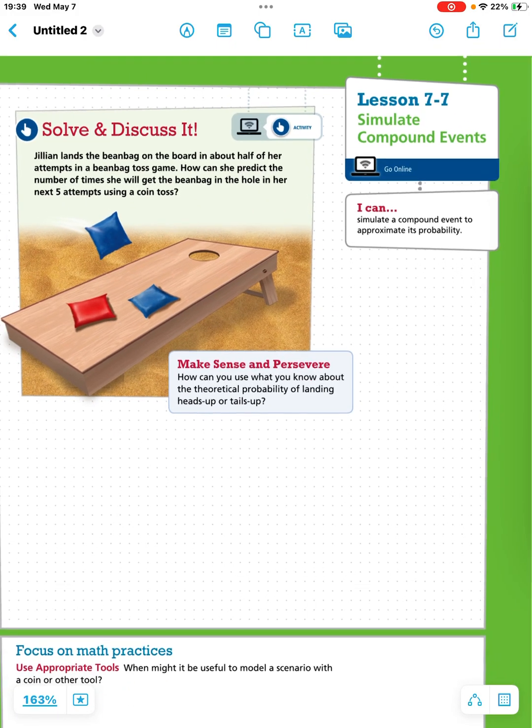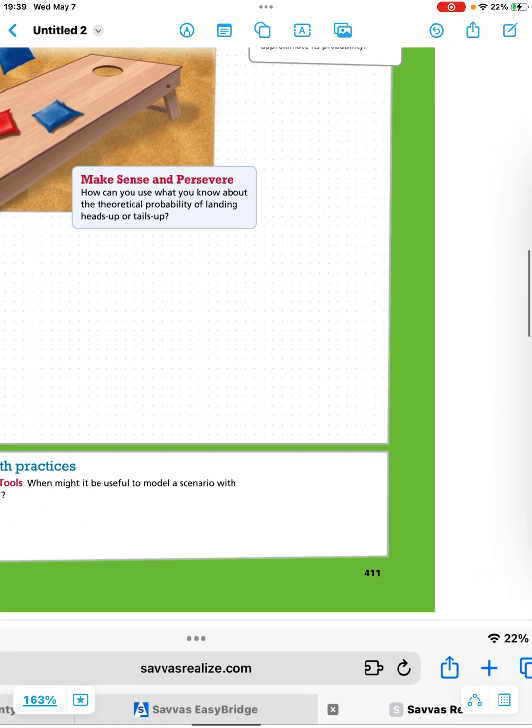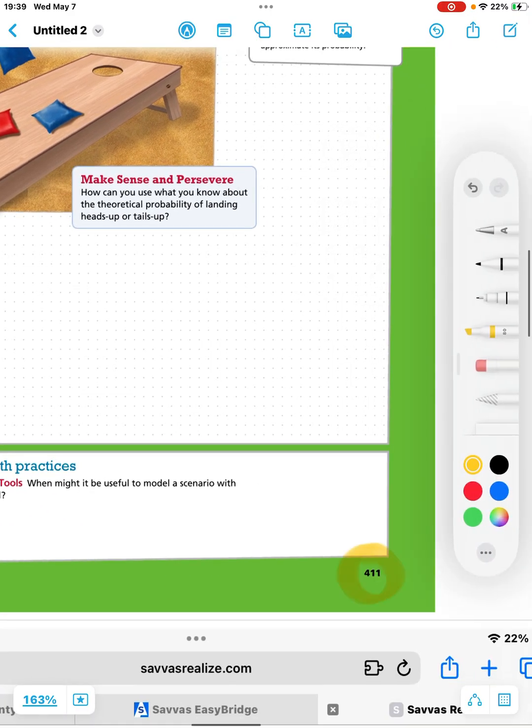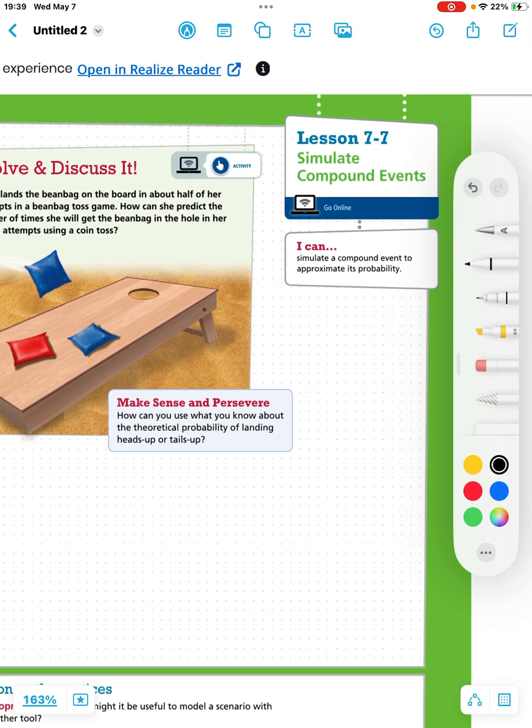All right, so this is lesson 7-7, simulate compound events. If you're wondering about the page number, it looks like it's page 411 in your workbooks. But this is going to be looking at different compound events to be able to approximate the probability.